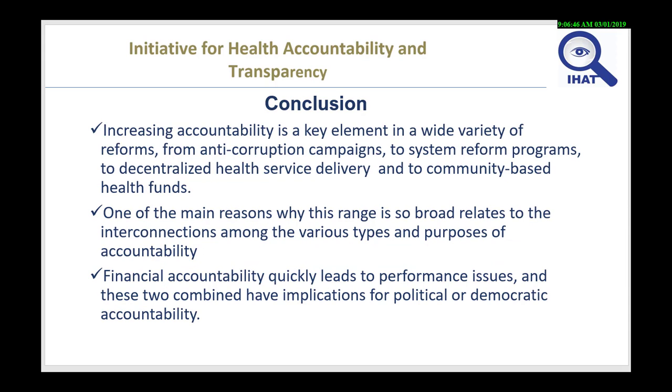We have looked at several aspects of accountability. We have tried to explain what accountability means, what are the different types, what are the mechanisms, what are the objectives, what are the effects, what strategies are available. And we can conclude by saying that increasing accountability is a key element in a variety of reforms, from anti-corruption campaigns to system reform programs to decentralized health service delivery, and also to community-based initiatives like the community-based health funds. One of the main reasons why this range is so broad relates to the interconnections we have mentioned among the various types and purposes of accountability. Financial accountability quickly leads to performance issues, and these two combined have implications for political or democratic accountability.